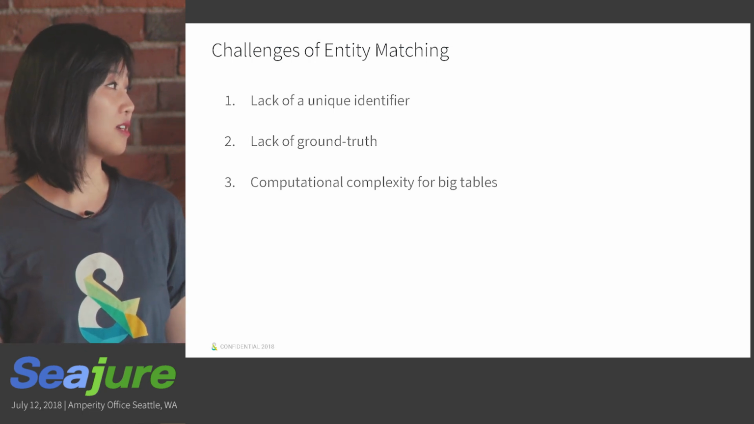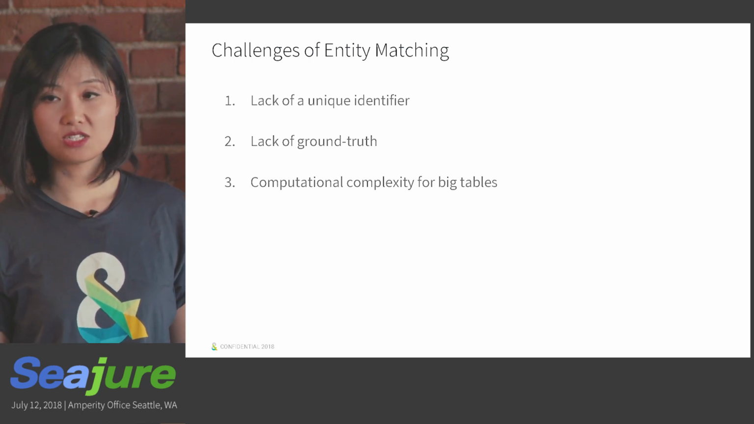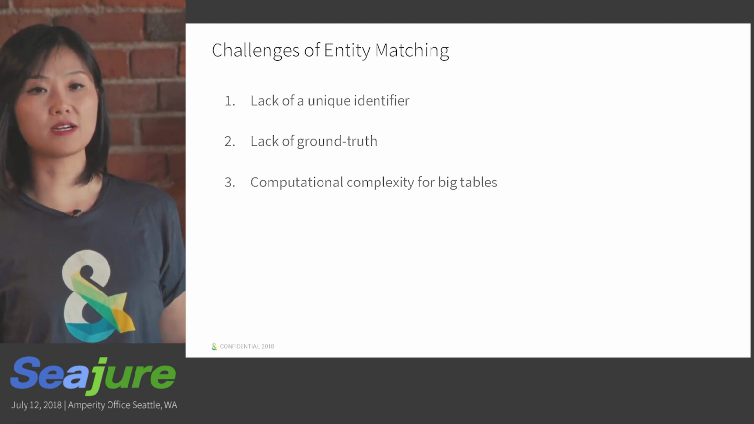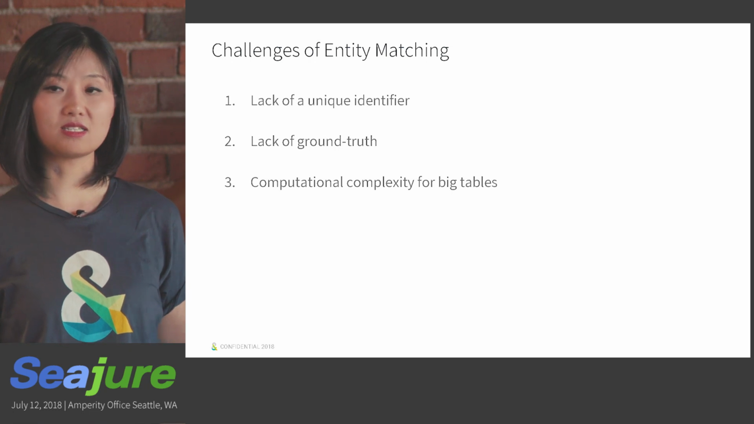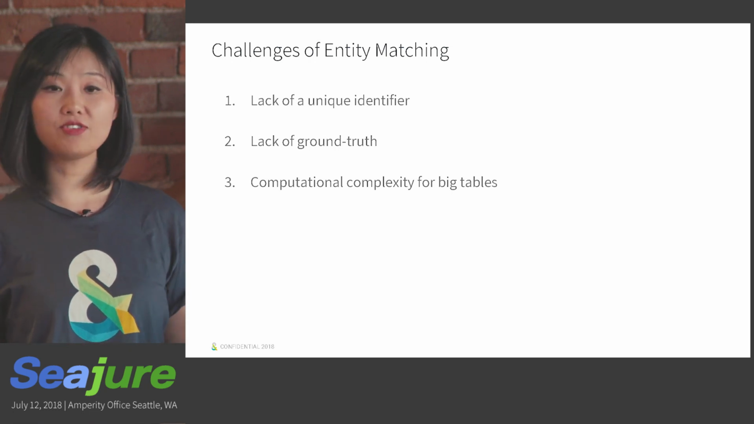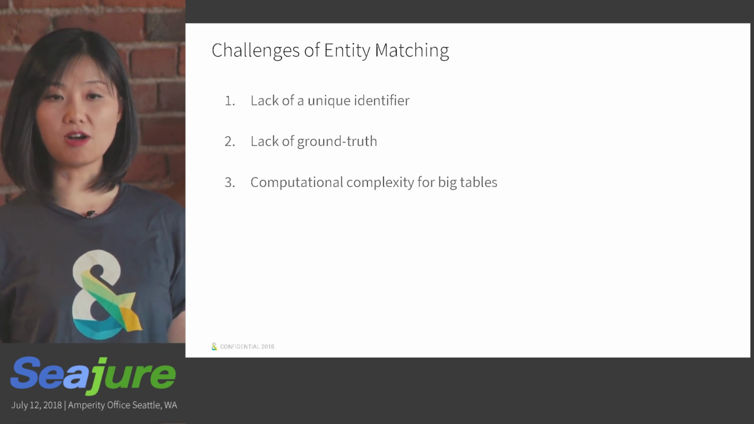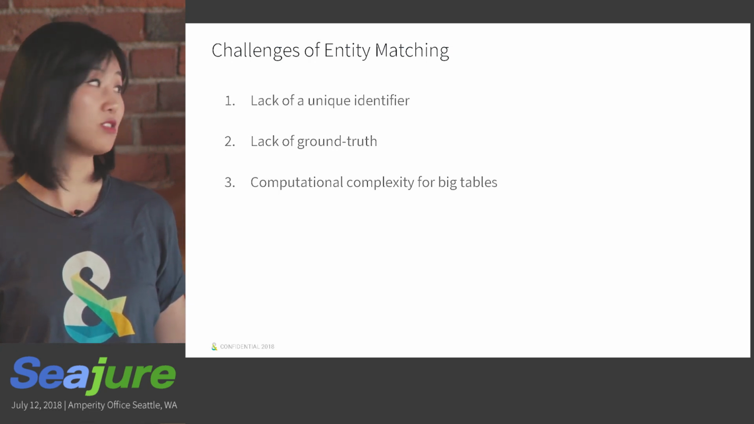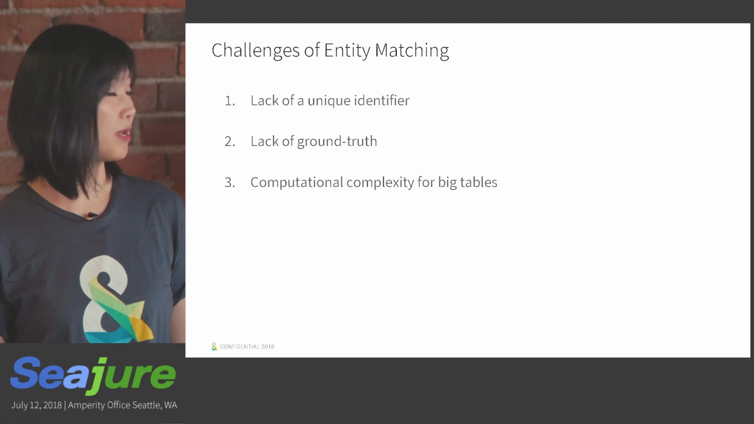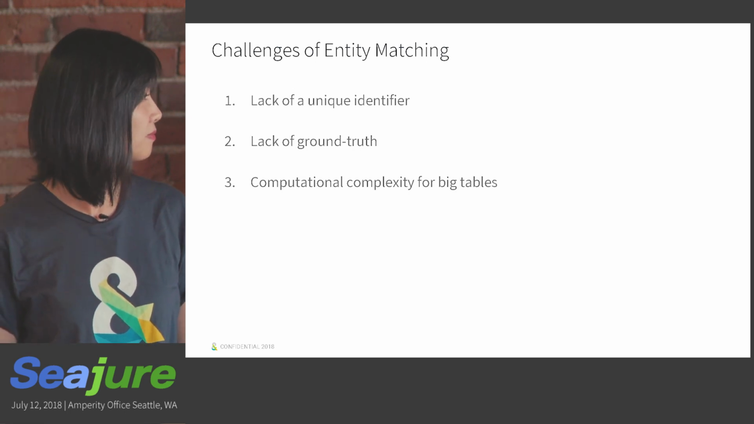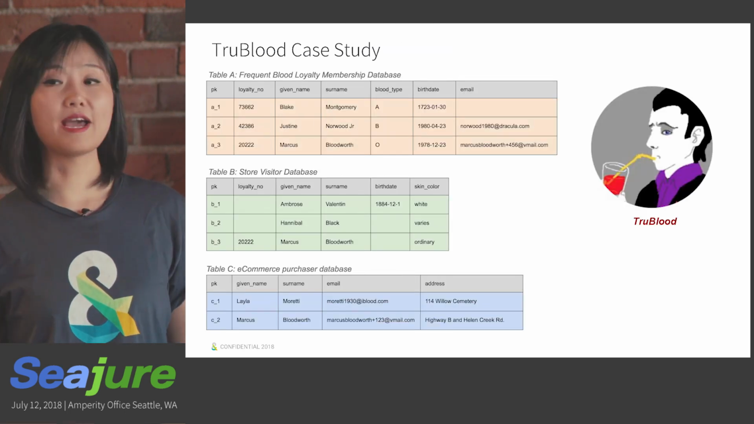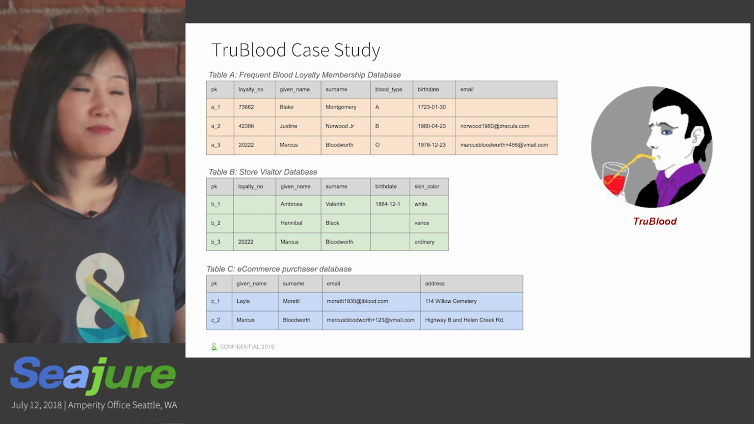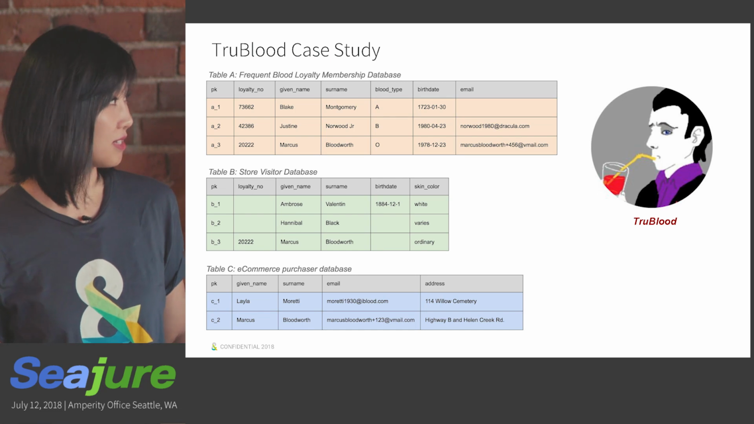Another big challenge is the computational complexity. Entity matching inherently is a quadratic operation. Basically, in the data domain, every record needs to be compared to all other records. Without any optimization, you have to do that. But we're going to talk about how to simplify the process. Now let me walk you through the entity matching pipeline by showing you a TruBlood case study.